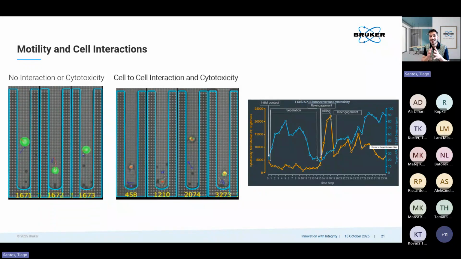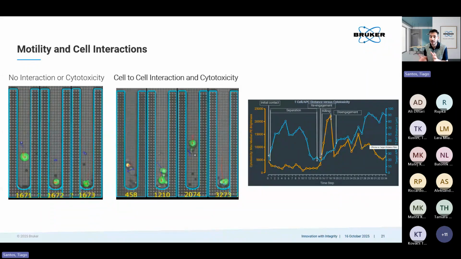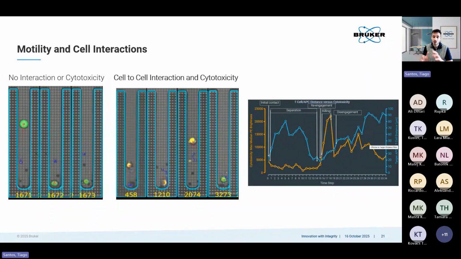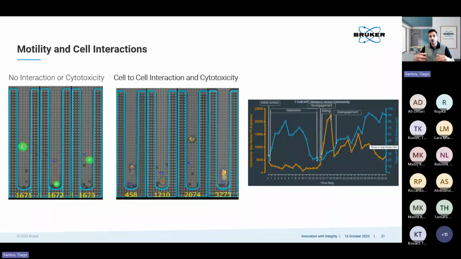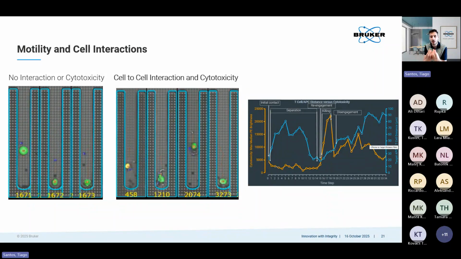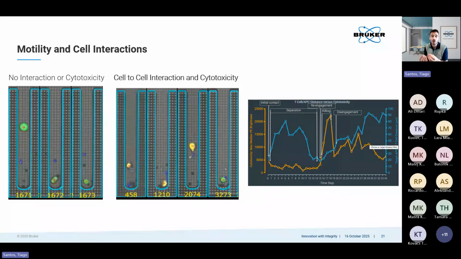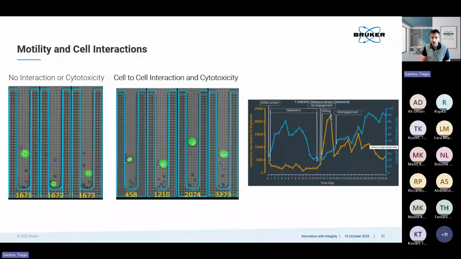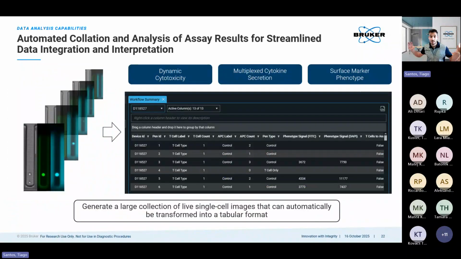Because honestly, there's not a single platform in the market that enables this. The single-cell co-culture and the motility tracking across time of what is happening in the biology of the interaction of these two cells is only enabled through this type of technology. So I talked about different functional assays: cytokine secretion, cytotoxicity, motility tracking, surface phenotyping. All of this data, as I mentioned, is collected for each of these nanopens, for each of these single cells. And then you generate a large collection of functional data for each of these specific cells.